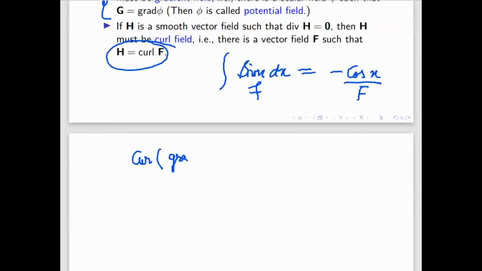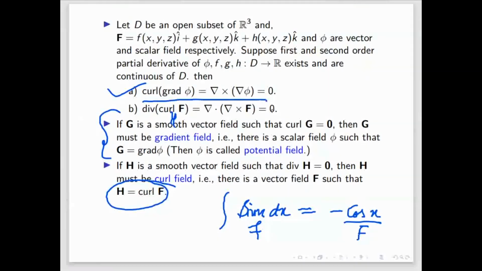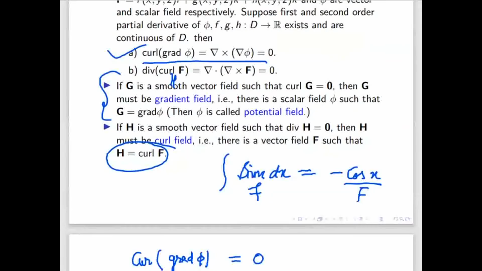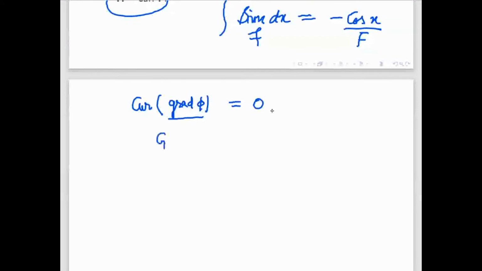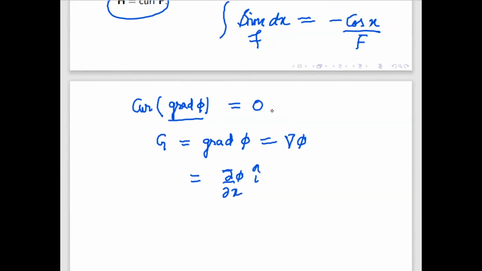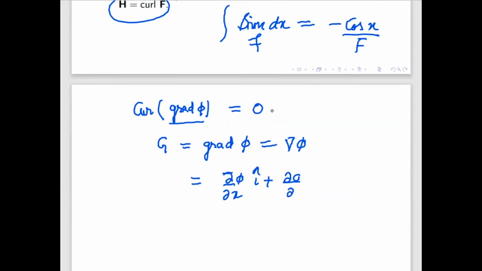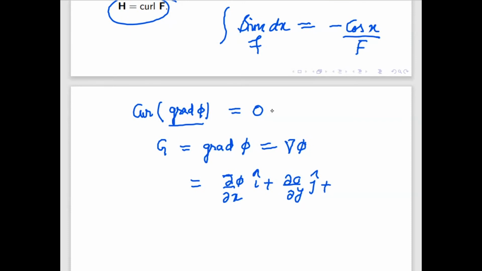Curl of grad phi equal to 0, that we already proved. And here it is written for potential field G equal to grad phi. That means the curl of G is 0 and G equal to grad phi. So suppose G is a field and G equal to grad phi. What does it mean? Grad phi means del phi by del x i cap plus del phi by del y j cap, and this is del phi by del z k cap.